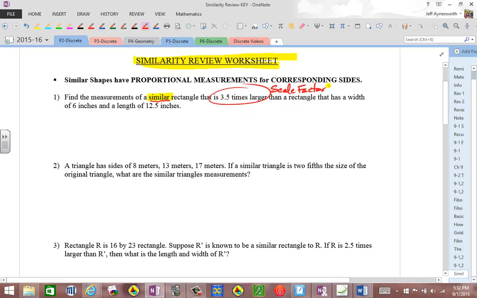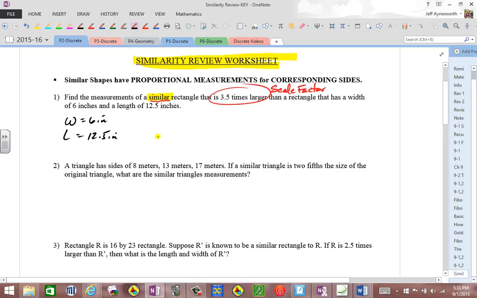Hopefully you remember in geometry, if something is 3.5 times larger, then it's 3.5 times larger in all dimensions. I'm talking about the length and width. So it's 3.5 times larger than the rectangle that has a width of 6 and a length of 12.5 inches. So 6 by 12.5. The width is 6 inches. The length is 12.5 inches.